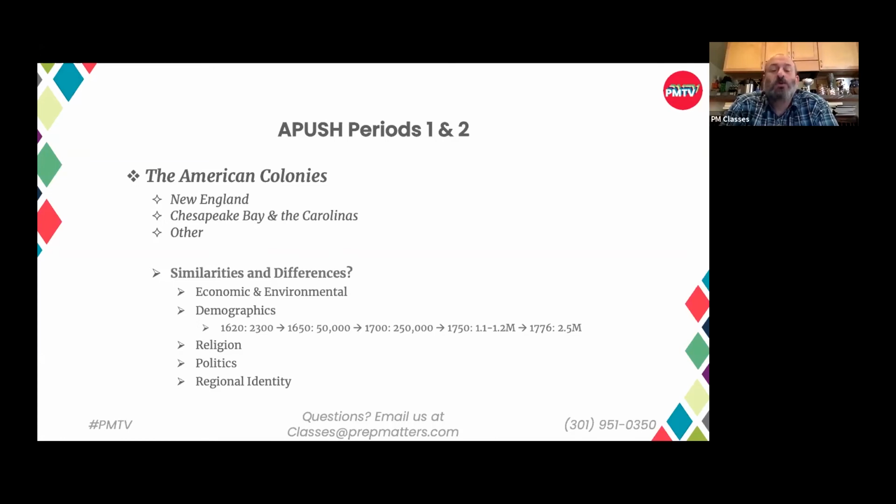So the growth in 150 years from 2,300 people to 2.5 million is quite dramatic, and brings up, for your purposes writing DBQs, the importance of specificity, the importance of being precise about when and where. You are going to have to make some sweeping claims about change over time, but you also want to take into account the kinds of specificity of whatever you're writing about at the moment.